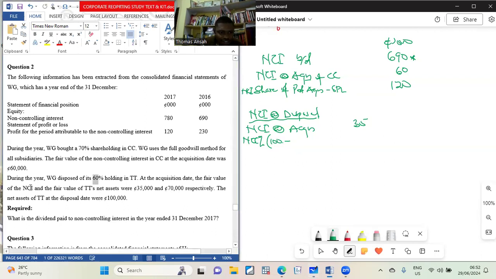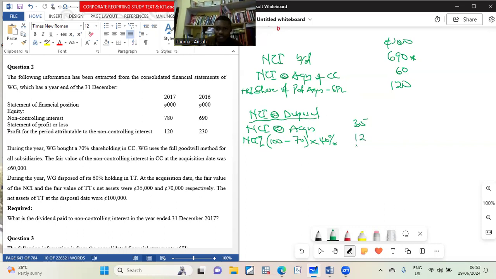The NCI at acquisition is what? 70,000. Then you multiply it by the NCI share, which is 40% at this time. Is that not it? Yes, because whatever percentage you had, you sold off, which is like 40%. So if you do this, then you find it. Now, so that is 30. So 0.4 times 30. That is 12.